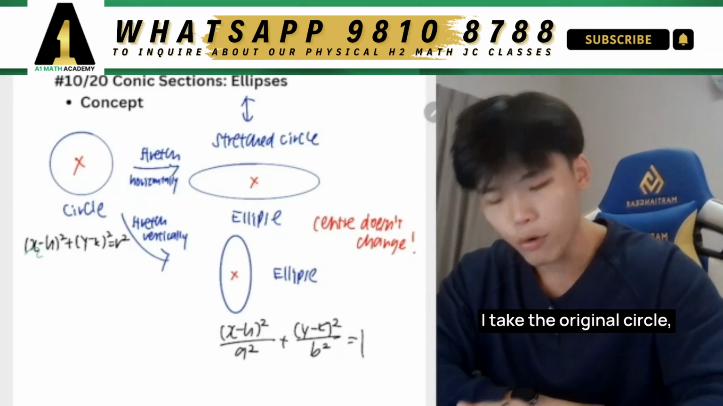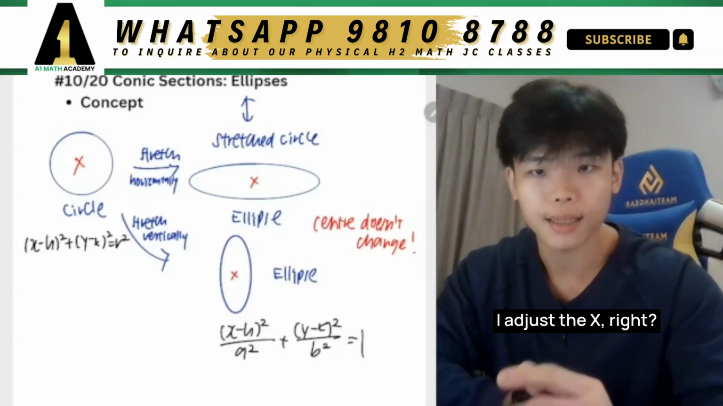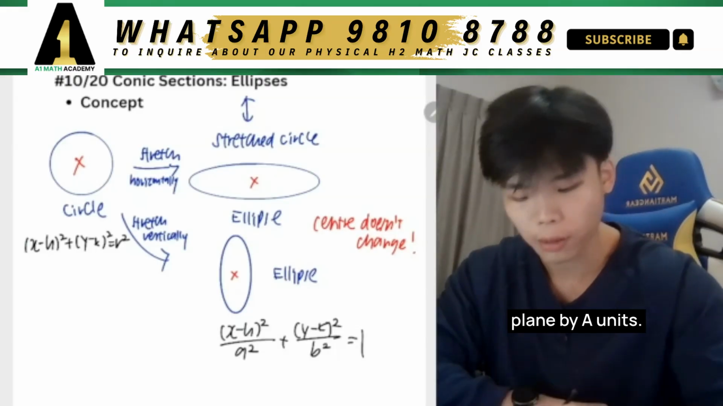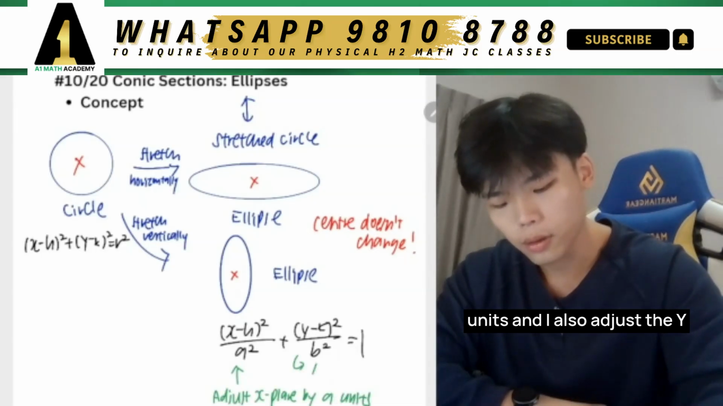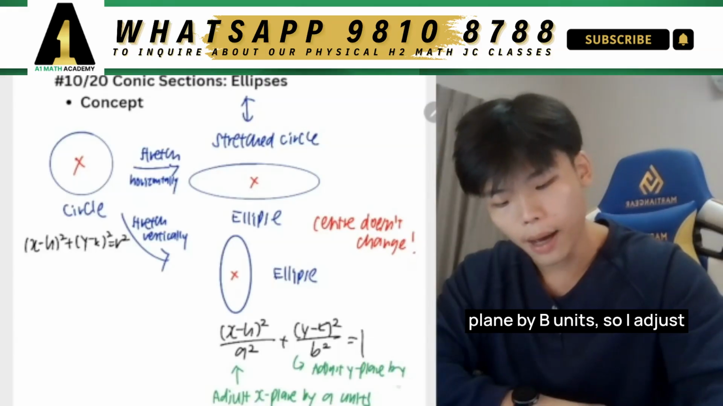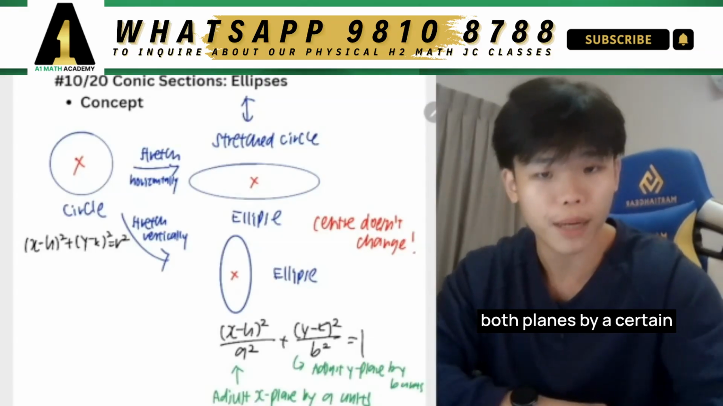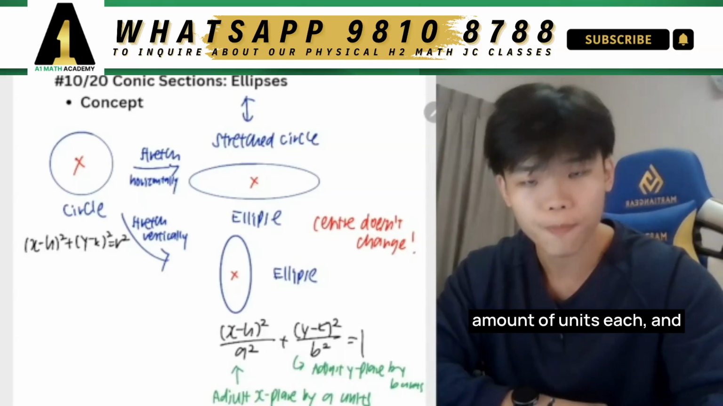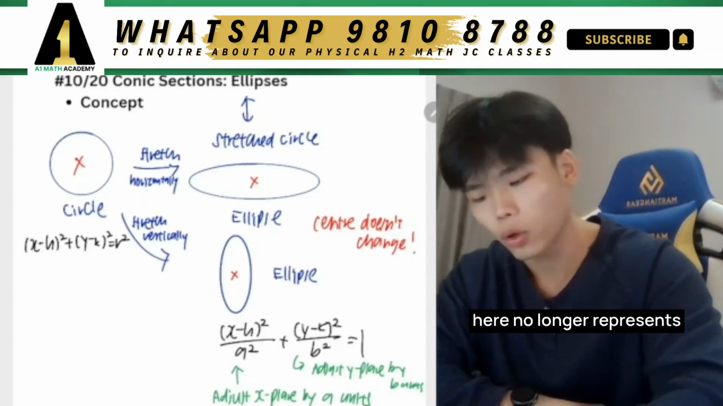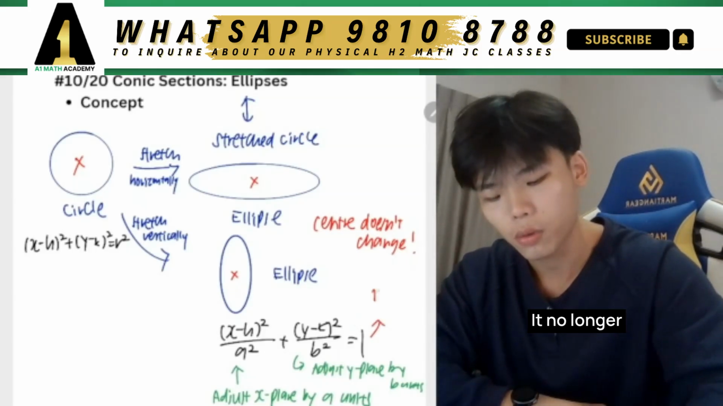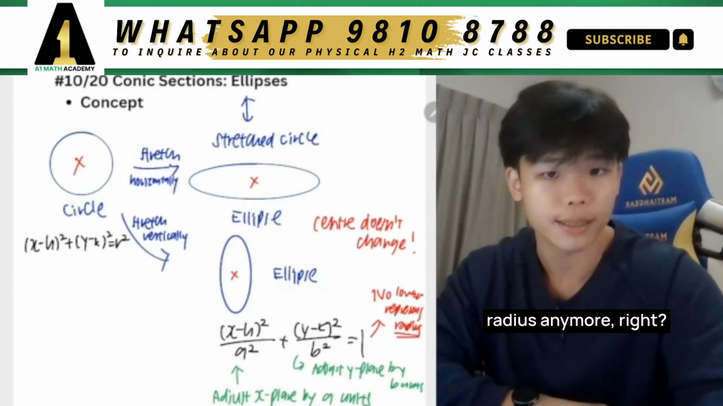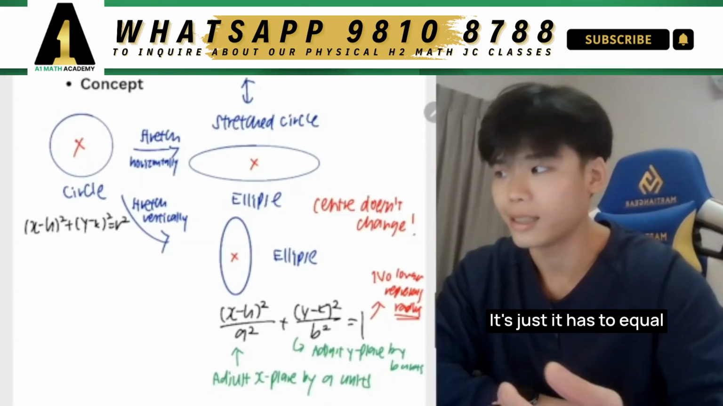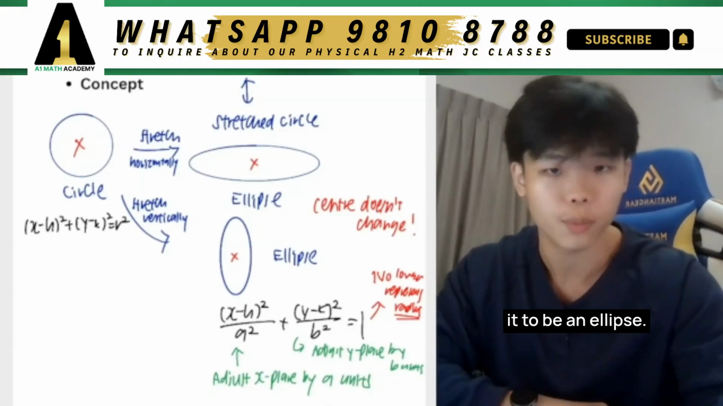I take the original circle, I adjust the x plane, the horizontal plane, by a units. So I adjust the x plane by a units, and I also adjust the y plane by b units. So I adjust both planes by a certain amount of units each. And note that this one over here no longer represents the radius. It doesn't mean the radius anymore. It has to equal 1 in order for it to be an ellipse.